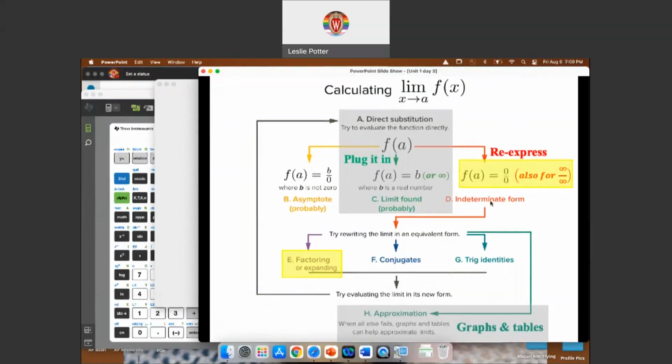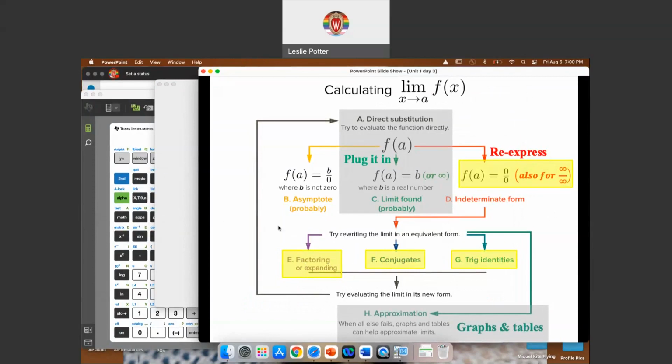If we have to re-express it, if we follow the flow chart here, these are the options for re-expressing. We can factor or expand. We can use trig identities to rewrite either the numerator or the denominator or both. Or we can use conjugates. I'll get into what a conjugate is in just a second, a little bit later in the notes. So these are the options we have.